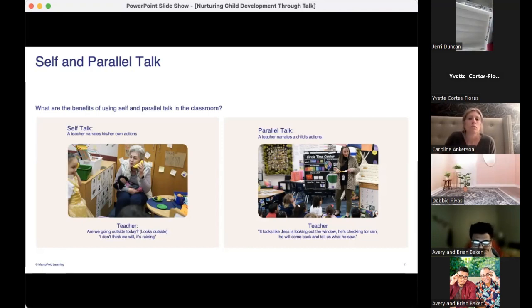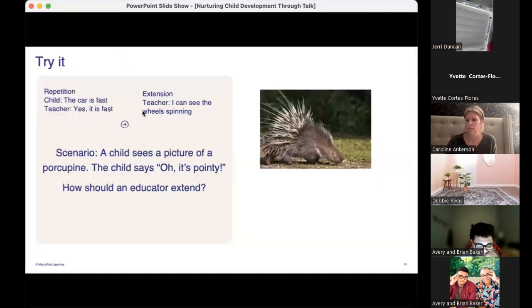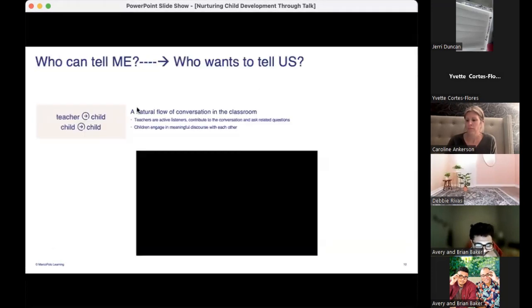Parallel talk is also when the teacher narrates the child's action. So we want teachers to get in the habit of not just narrating what they're doing, but also narrating what the children are doing. And that might make their actions more transparent and also increase teacher-child conversation. I went back.